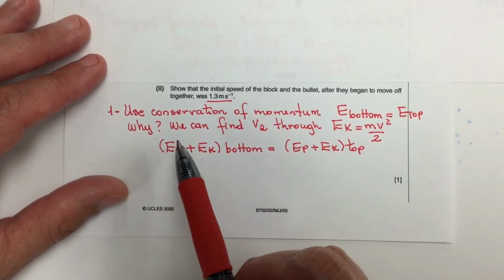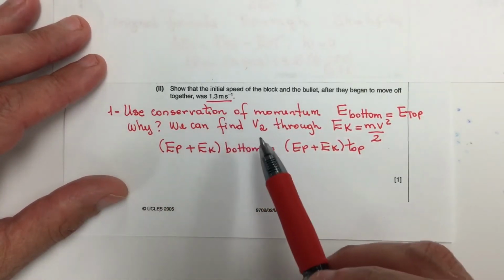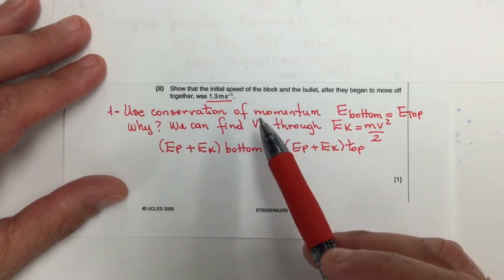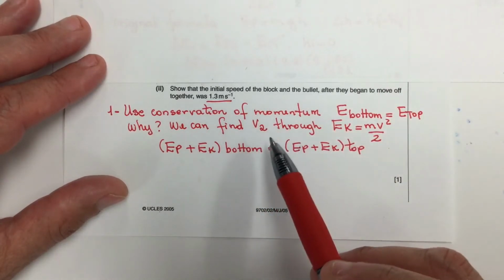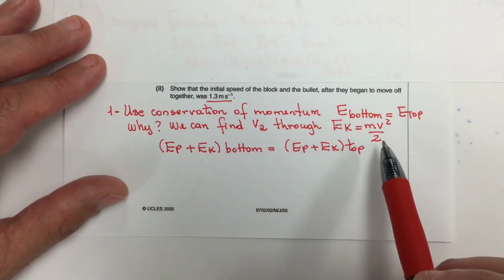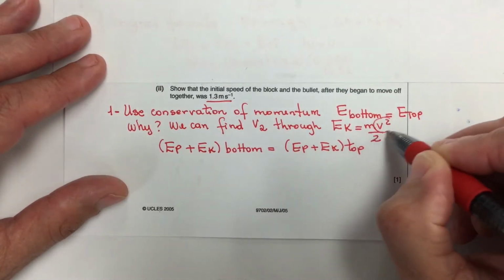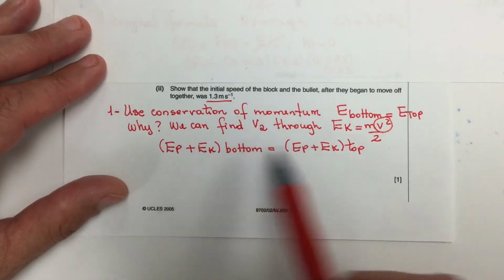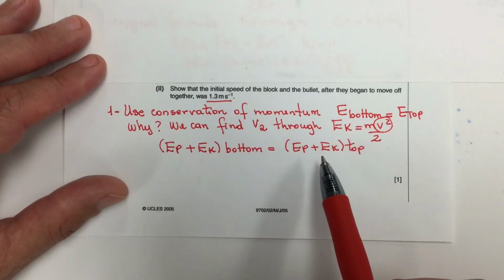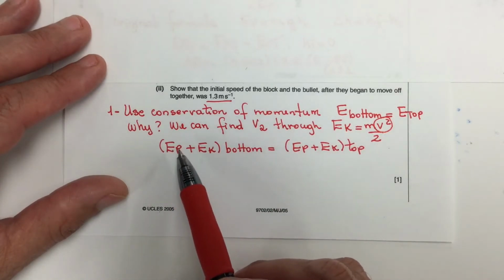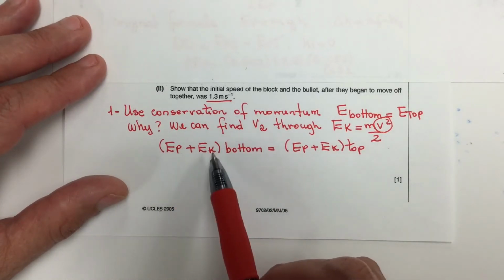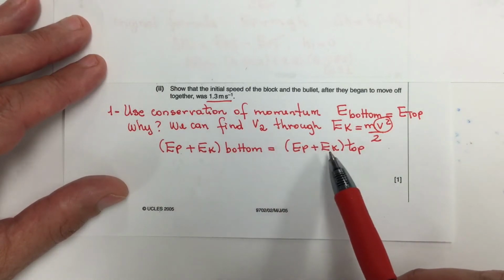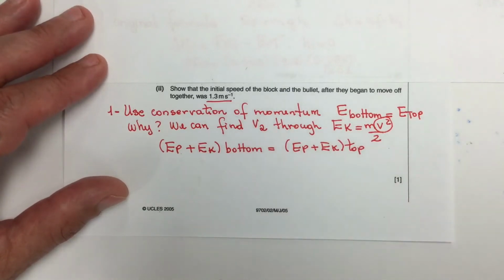So why are we doing this? If we need to find the velocity of both bullet and block rising together, we need to use the kinetic energy formula, where we have the velocity right here. So we are going to use the conservation of energy. The potential energy plus kinetic energy at the bottom is going to be equal to the potential energy and kinetic energy at the top of this motion.